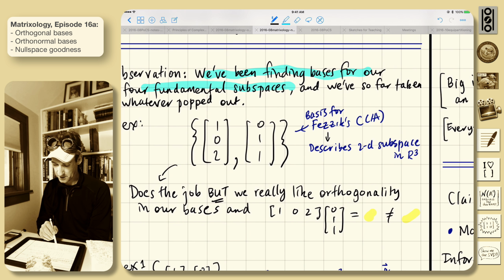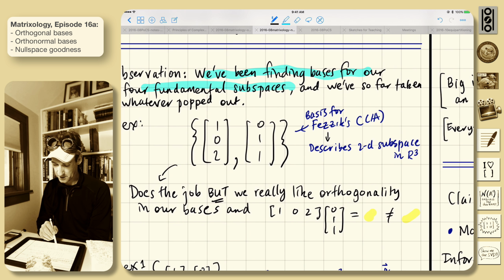But let's take a look at these. These aren't at right angles, right? So our basic test for right angleness is, and so that's what's being said, right? This is fine, it does the job, but we really like orthogonality. So let's check this. Good, it's fun.